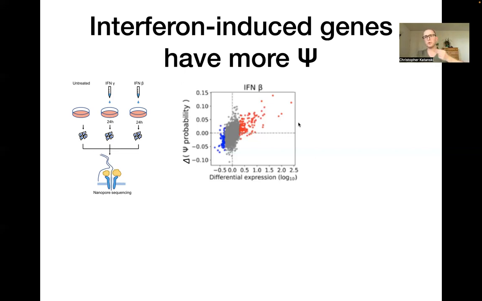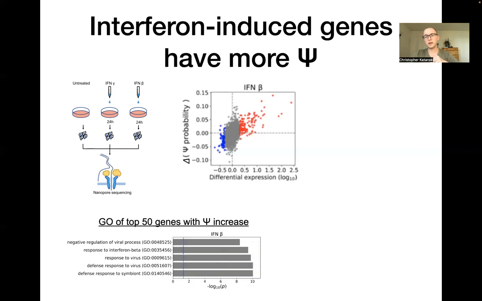We can flip the question around and talk about sites where the pseudo-U level has increased. So we can take the top 50 genes with an increase in pseudo-U level and ask what GO terms are associated with those genes. And we reproduce our result. We get interferon beta, we get response to viral infection, viral defense. So we get the same result.